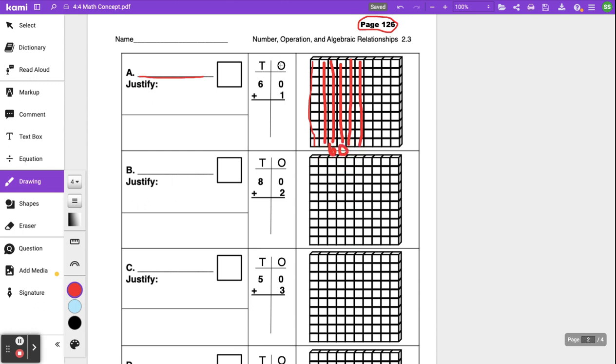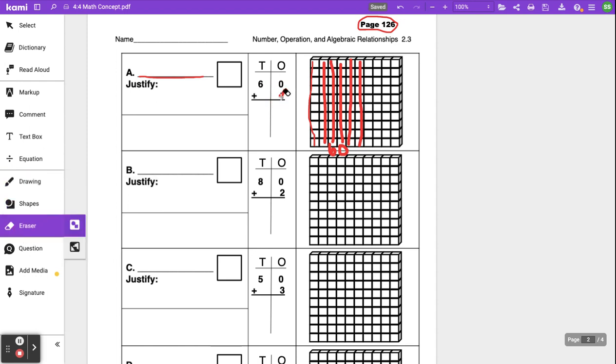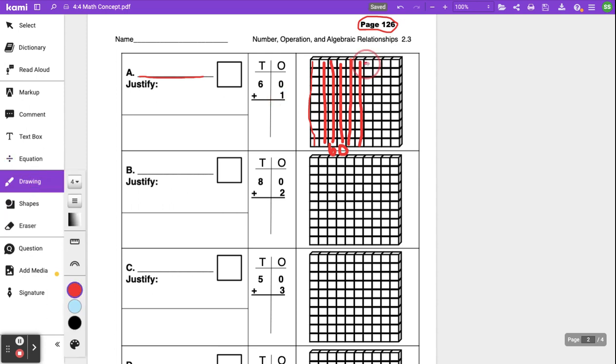And then it has here the ones. How many ones do I have? Just one. Just one little one. There he is again. 1. And so we're going to mark here the 1. We have 60 plus 1. If I was going to count that, 61. So here my answer is I have 6 tens and 1 one. That is the number 61.